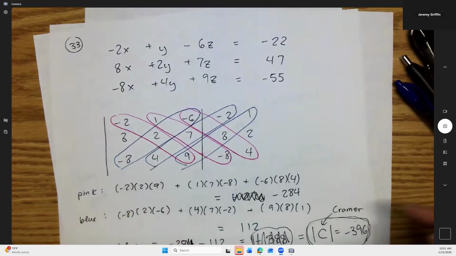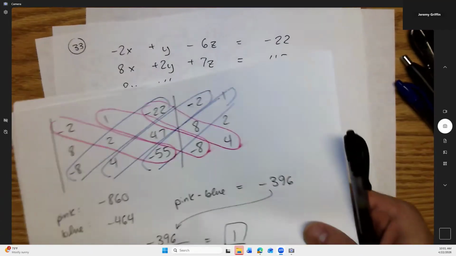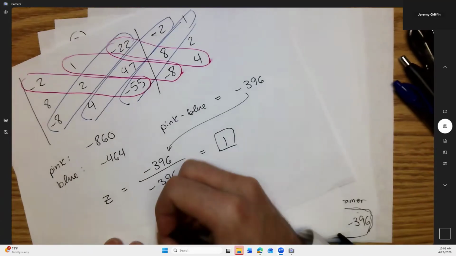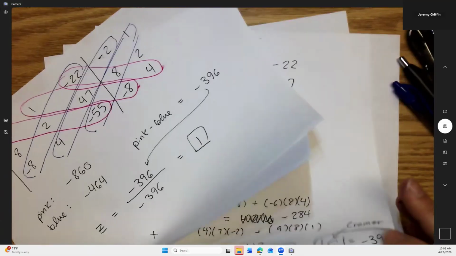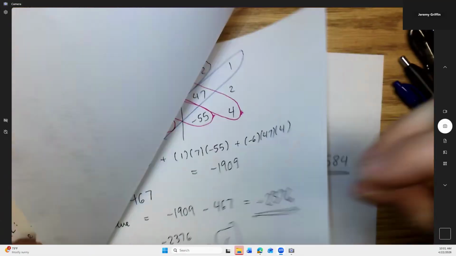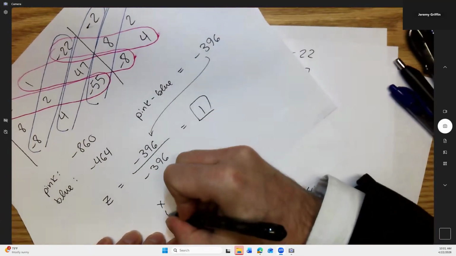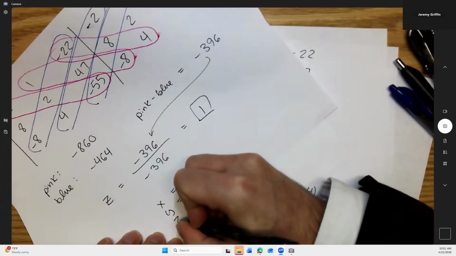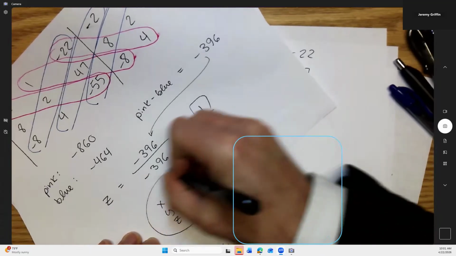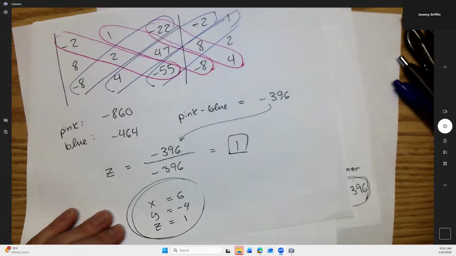Okay. We got another one. All right. Now that we have x and y and z, I got x is 6, y is -4, z is 1.